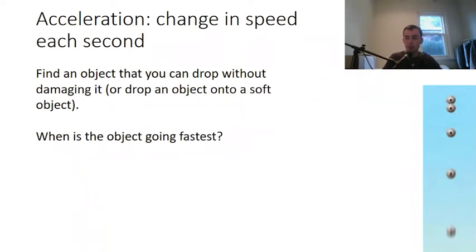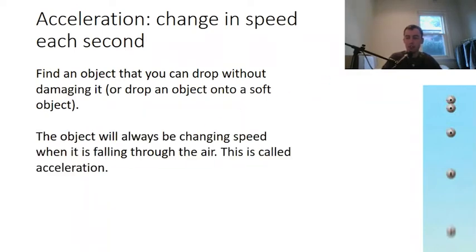But you will notice, hopefully as well, that it's actually changing speed all the time, continuously, when it's falling through the air. And changing speed is called acceleration. So when something's speeding up or slowing down, they're both called acceleration. And technically, it's change in speed each second. So each second, how fast is it changing speed?